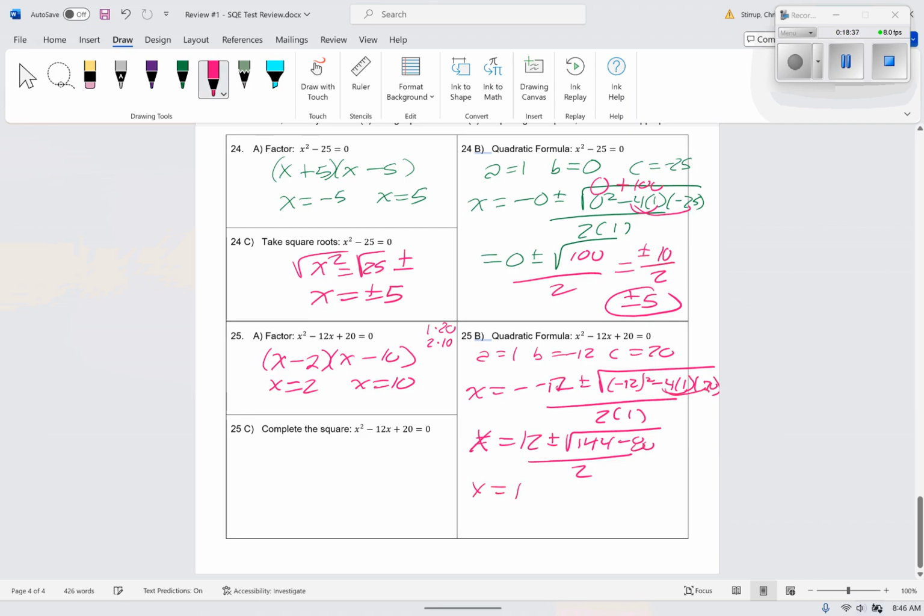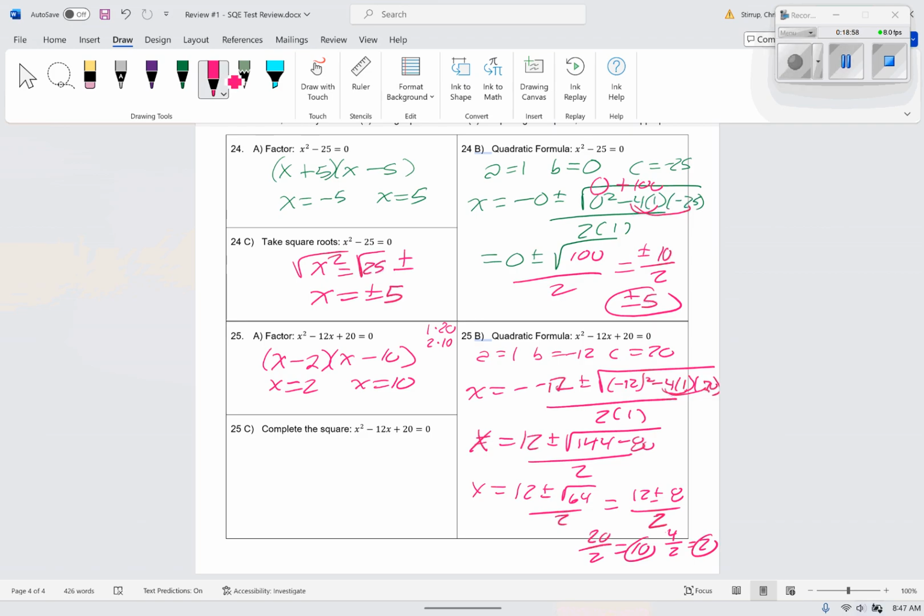So x equals 12 plus or minus root 64 over 2. Square root of 64 is 8. Do the math. 12 plus 8 is 20. 20 over 2 equals 10. 12 minus 8 is 4. 4 over 2 is 2. So my answers are 10 and 2.